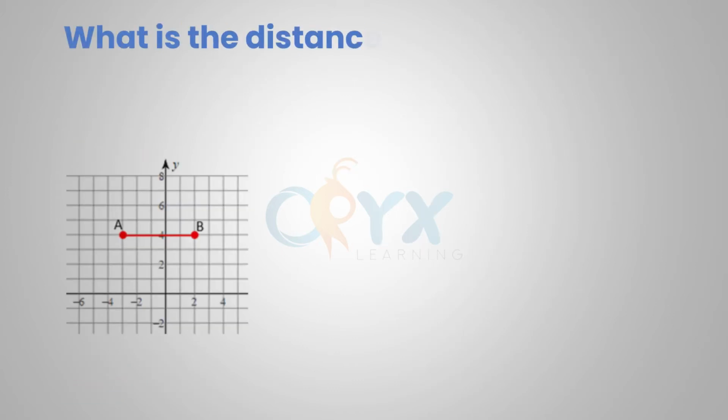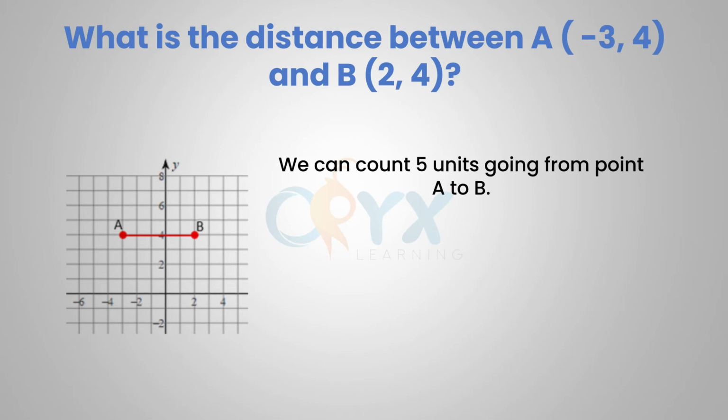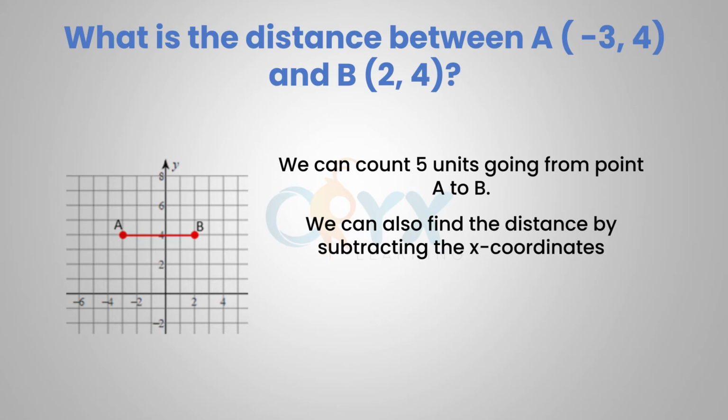What is the distance between A, negative 3, 4, and B, 2, 4? We can count 5 units going from point A to point B. We can also find the distance by subtracting the x-coordinates. 2 minus negative 3 equals 5. We can do this because points A and B are on a horizontal line. They are at the same height.